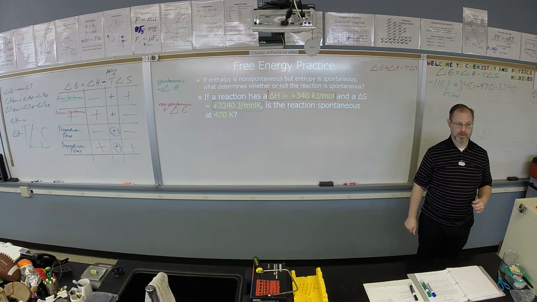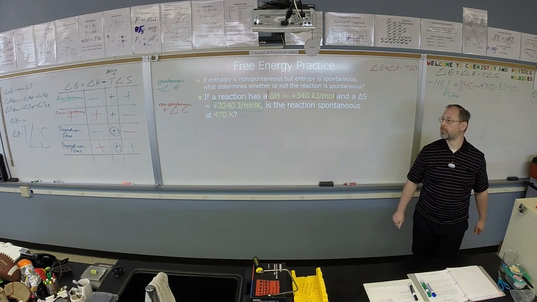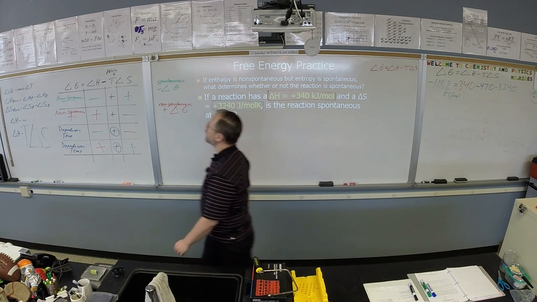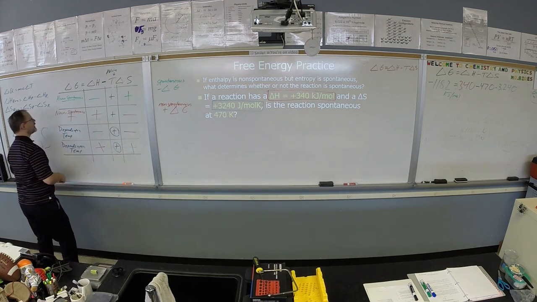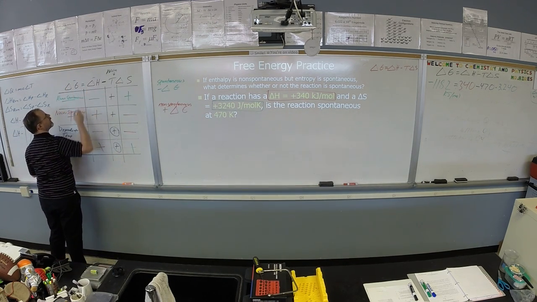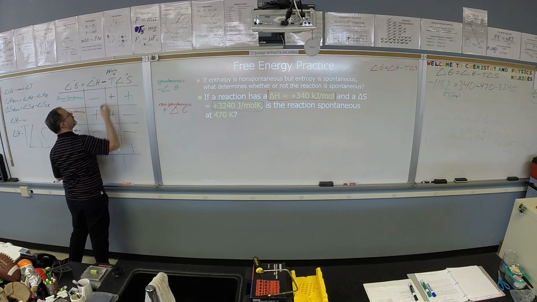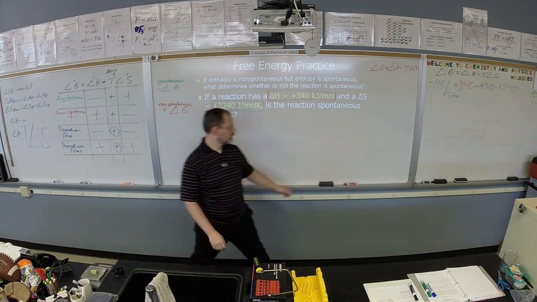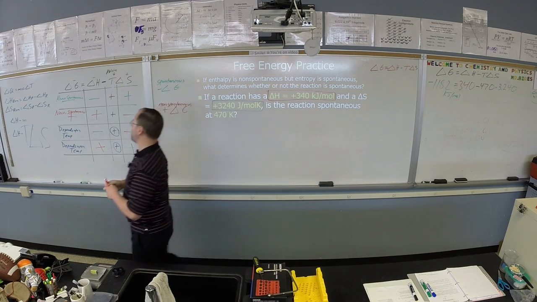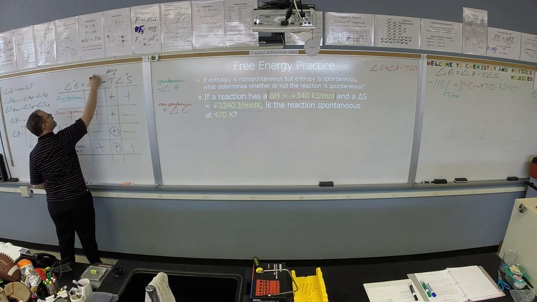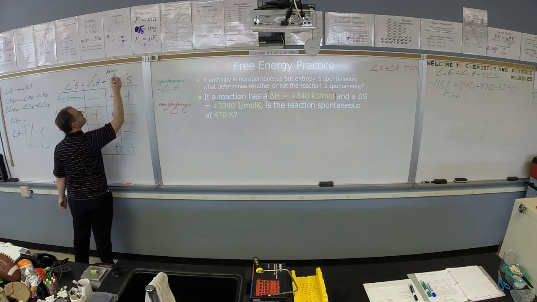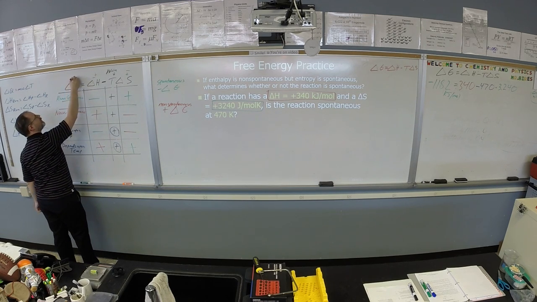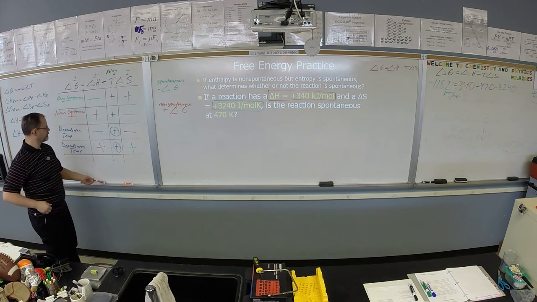For delta G. Yes. So for delta H and delta G, negative is spontaneous, and for delta S, positive is spontaneous. Yes, that's why we took it bit by bit. For delta H, positive is non-spontaneous; for delta S, negative is non-spontaneous; and for delta G, positive is non-spontaneous.